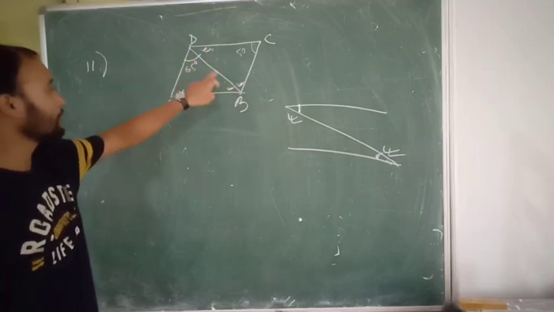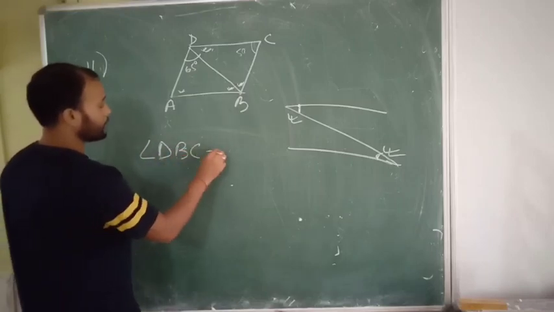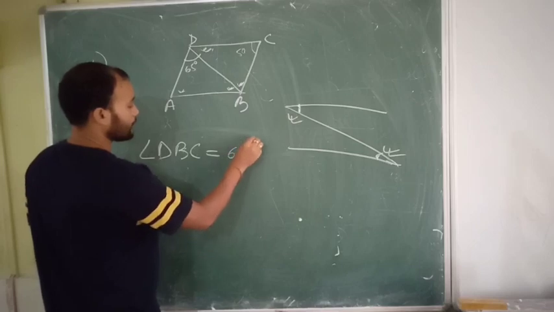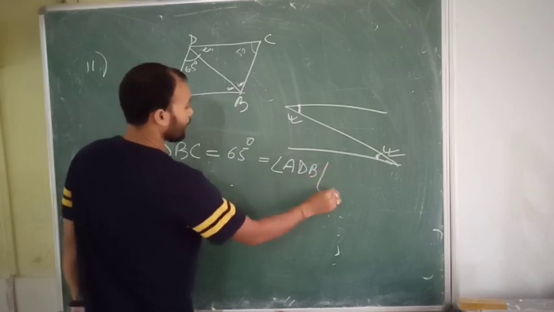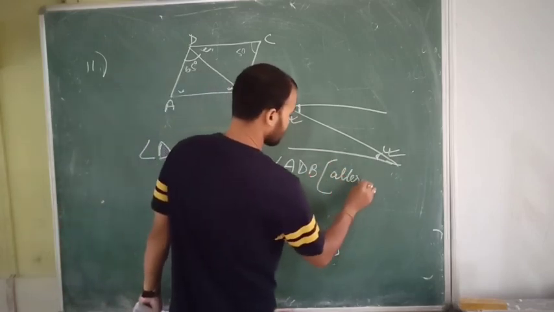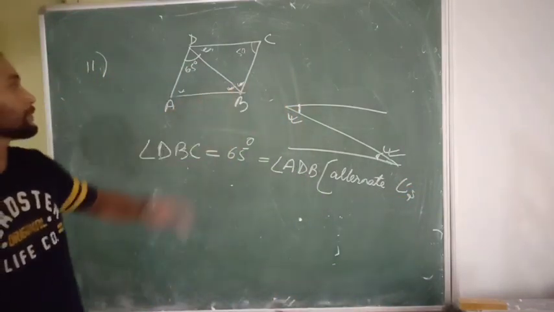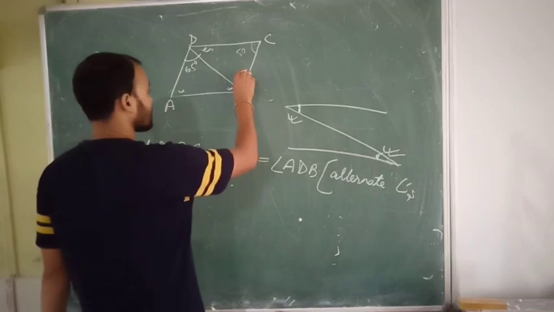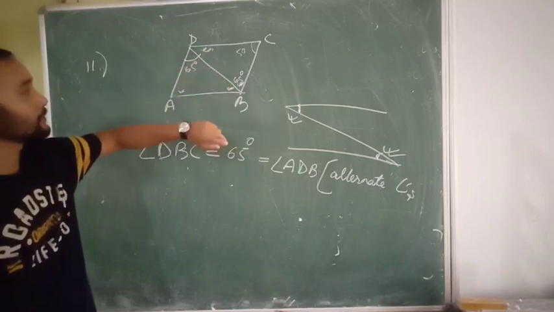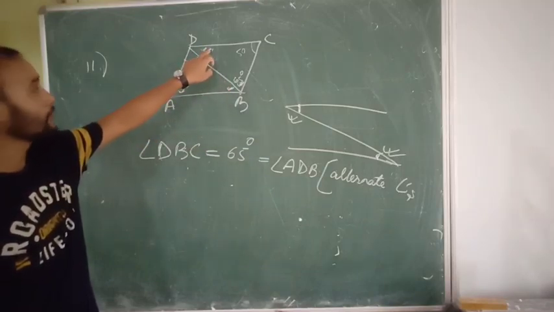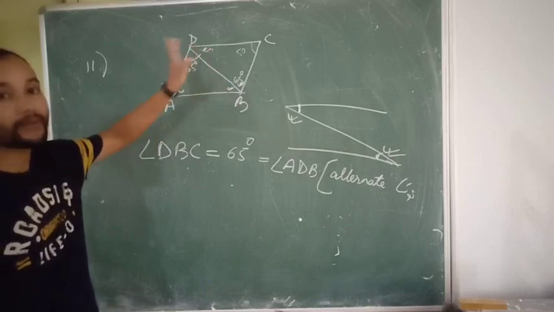That means if this is 65, obviously angle DBC is equal to 65 degree, since it is equal to angle ADB. Why? Alternate angles. So this is 65 degree. Now we are asked to find these two angles. If we can find this angle, obviously we are going to have the value of this angle because this and this are equal, being alternate.